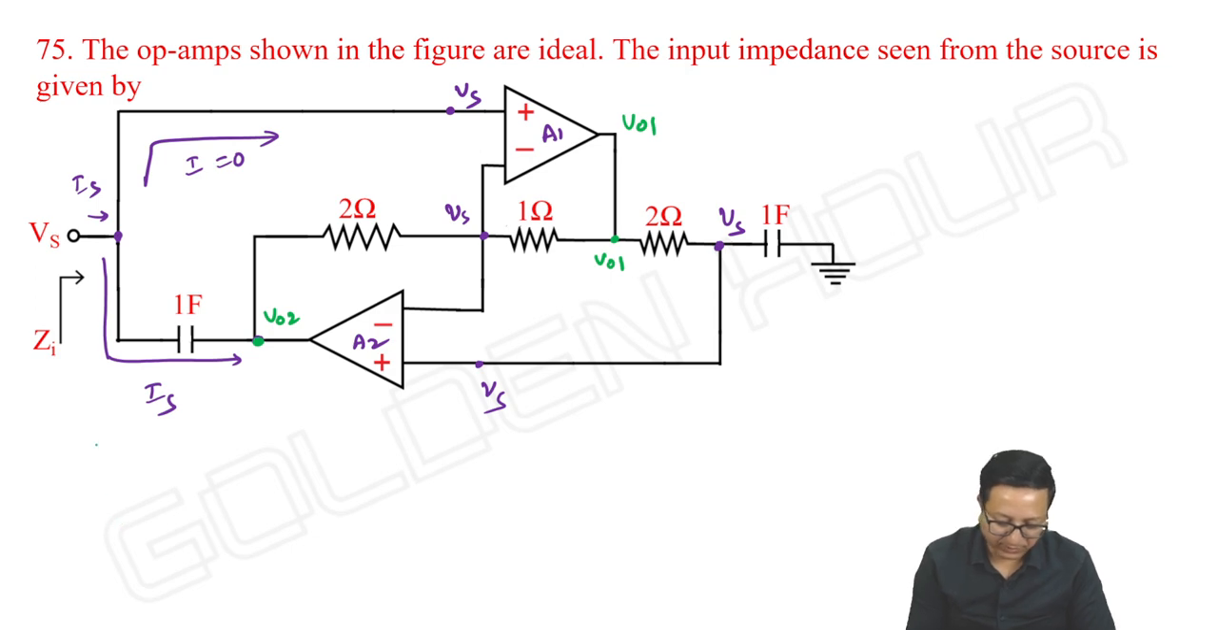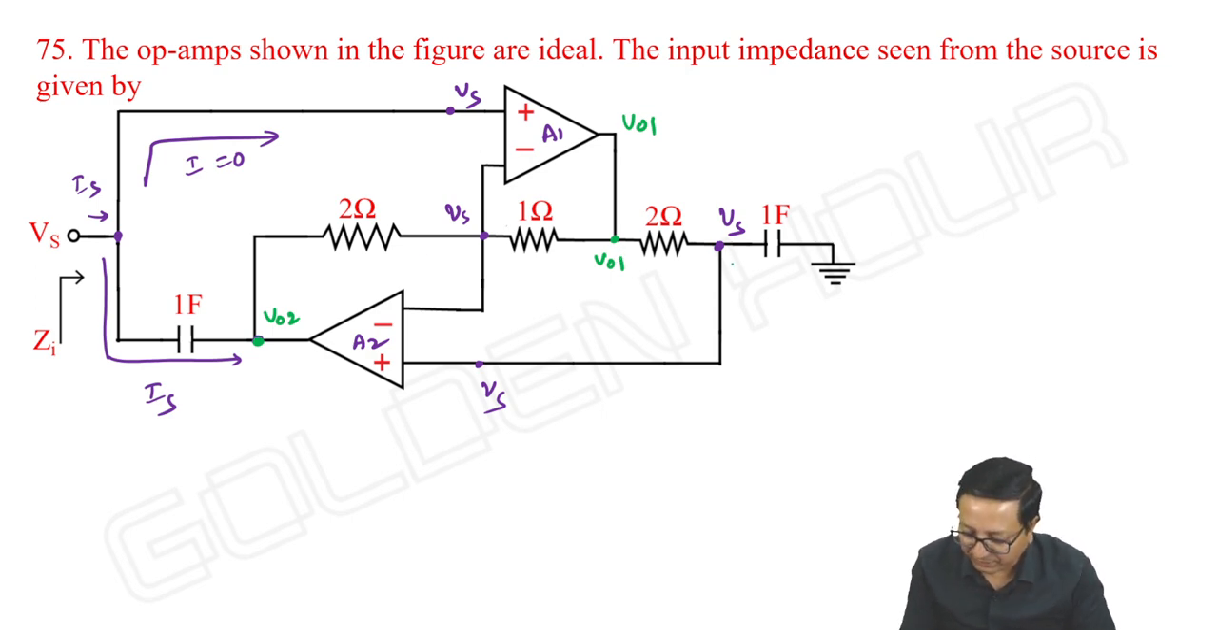Okay. Then what is our Is? Is is equal to Vs minus VO2 by 1 by Cs, where C is equal to 1 farad. That's the idea. Now I need to write VO2 in terms of Vs. How to get VO2? For finding VO2, we should know what VO1 is. How to get VO1?